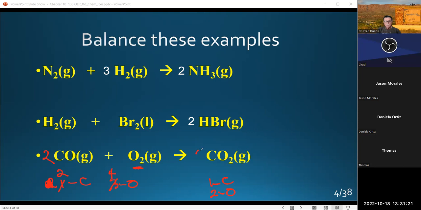What if I put a 2 in front of carbon dioxide? What does that do? Well, that kicks up my carbon, and guess what? It kicks up my oxygen. Now I got 4 oxygen. Okay. It looks like everybody is happy now. We're balanced, right? I got 2 carbon monoxide in the presence of 1 oxygen reacts to give us 2 carbon dioxide molecules.